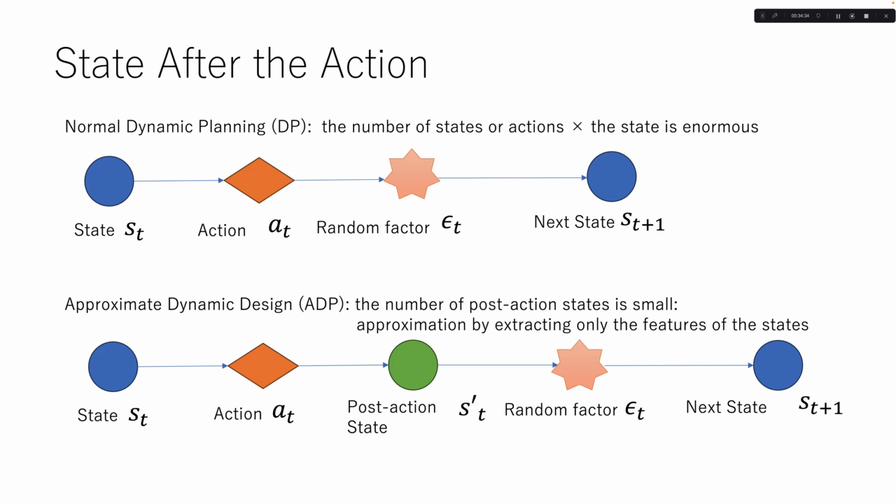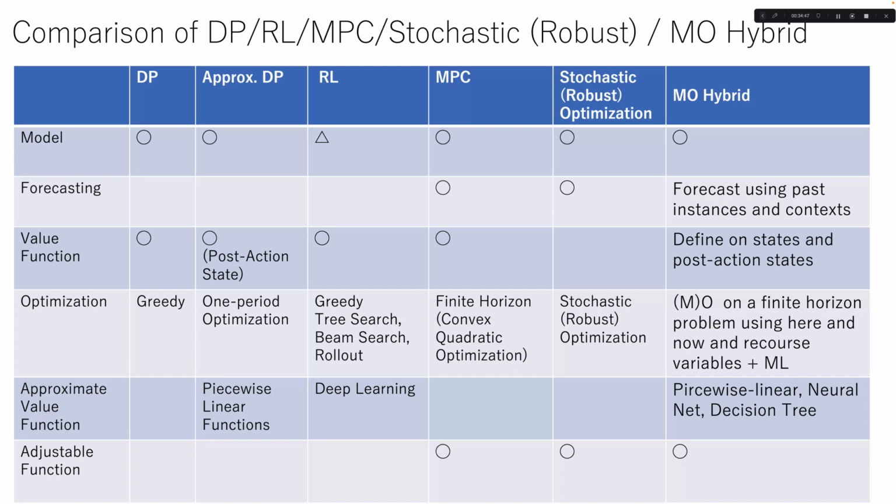Since the number of actions determined by mathematical optimization increases exponentially, defining the state after an action and retaining the value function for its features helps prevent memory explosion. This table compares DP, RL, MPC, and stochastic optimization in terms of models, predictions, value functions, optimization, value function approximation, and affine adjustable recourse variables.